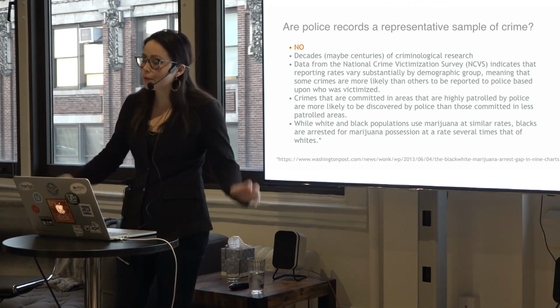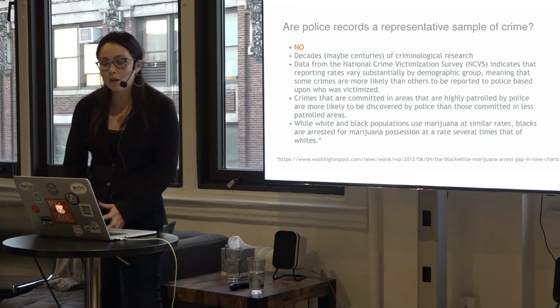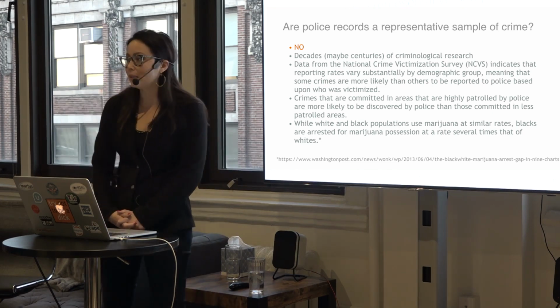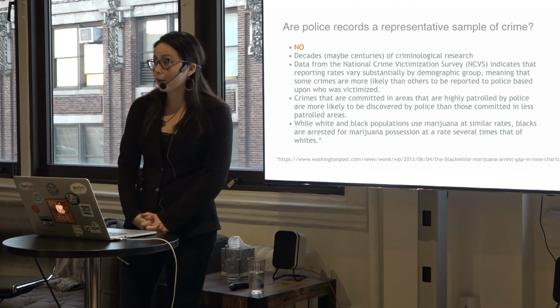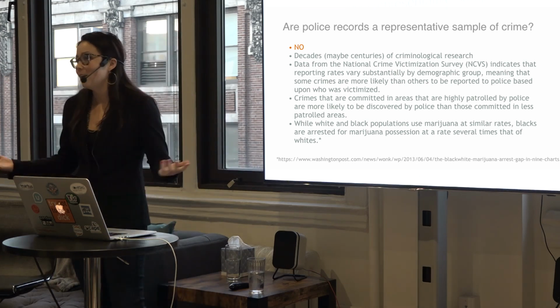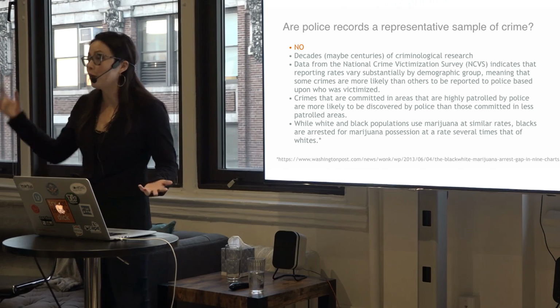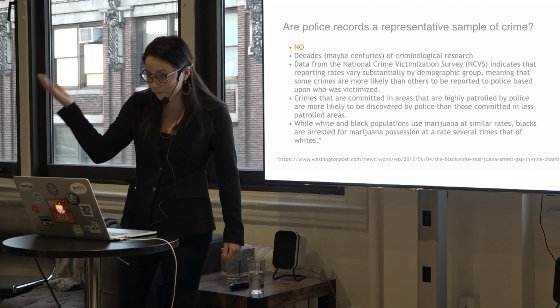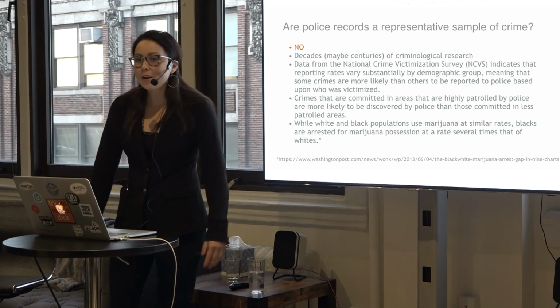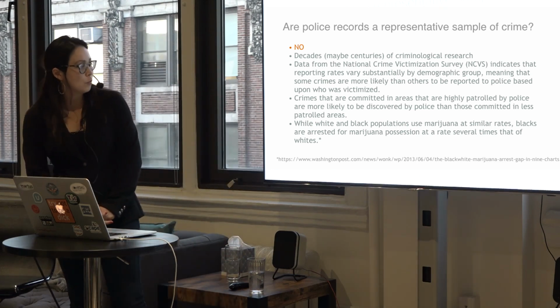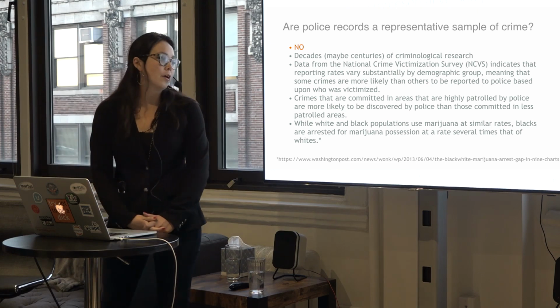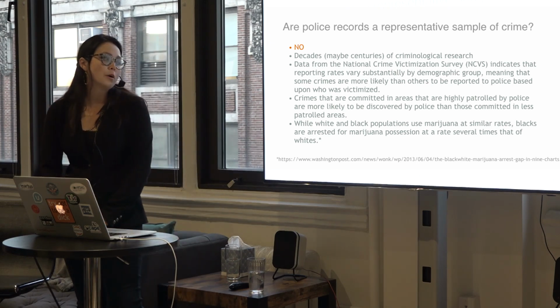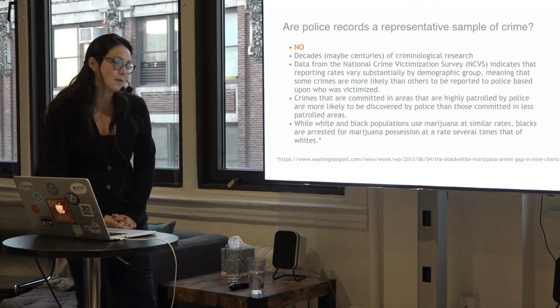Just using some common sense, you could also think about this: crimes that are committed in areas that are highly patrolled by police are more likely to be discovered by the police than ones that are committed in less patrolled areas. I think that's relatively obvious. If you're looking for something, you're going to find it where you're looking, as opposed to where you're not looking, in general. And here's a very specific fact. While white and black populations use marijuana at similar rates, blacks are arrested for marijuana possession at a rate that is several times that of whites.